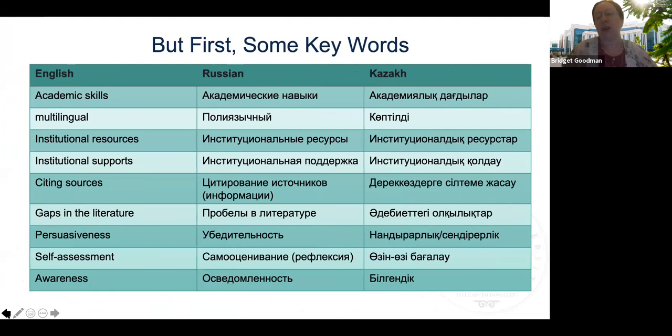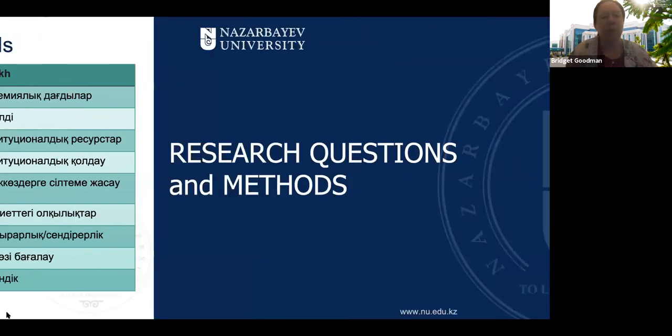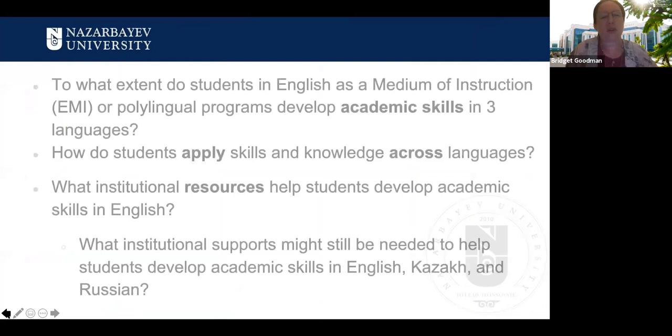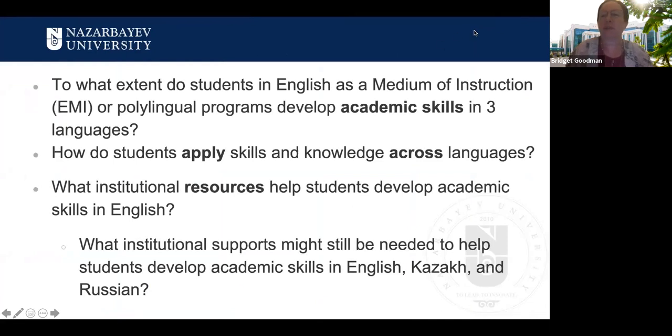So again, for our stakeholders, because the teachers and students and certainly administrators have varying levels of language proficiency in English, we've made a glossary for them. I will skip that part. Our research questions and methods, first our research questions.